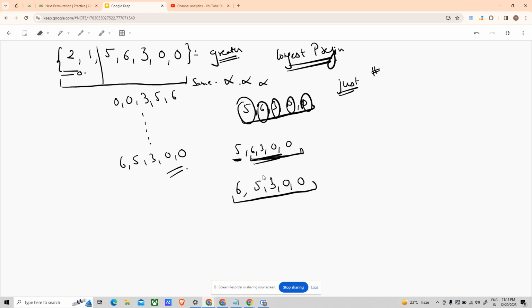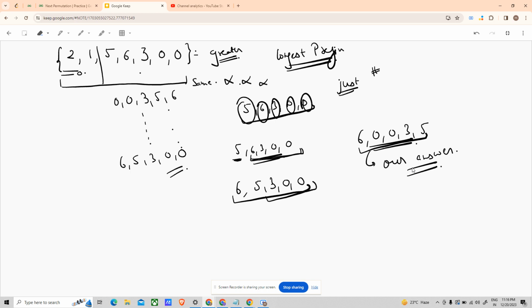But wait, is it the just next? No. If I observe in the given sequence, 60035 is also a possible arrangement. And now if I observe the input and the output, this one is greater than the input and this one is smaller than the largest one. So I think it is our answer. Okay. So we have achieved our answer. We have understood how we have done so.